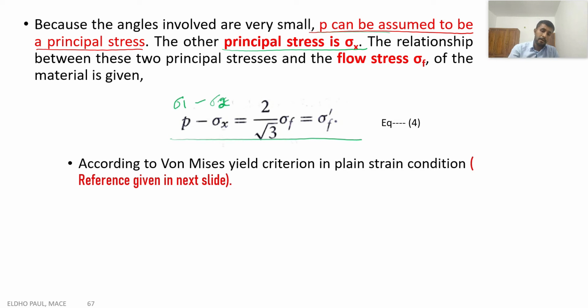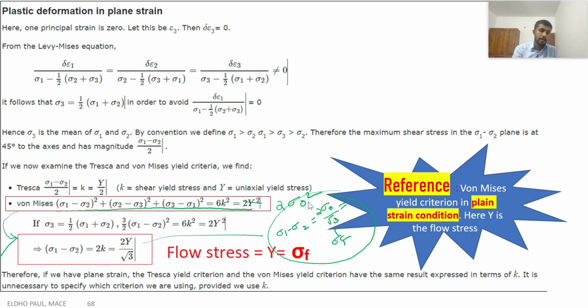So we got equation number 4 by applying the von Mises criteria. This is the corresponding reference for how we apply the von Mises criteria in the plane strain case. This slide is not included in our syllabus. This is just for reference.